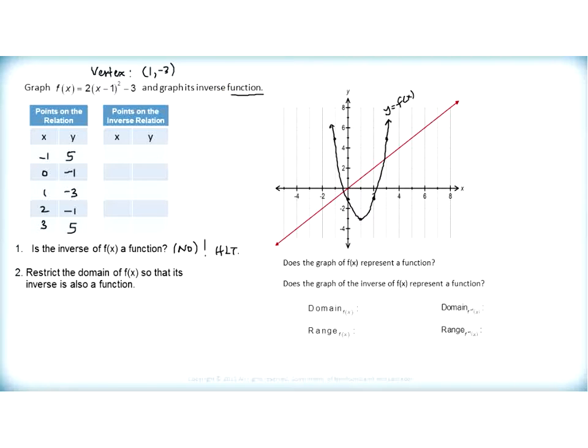Let's interchange the x and y coordinates. 5 and negative 1, negative 1 and 0, negative 3 and 1, negative 1 and 2, and 5 and 3. That's of course what we need to do. We just interchange the x and y coordinates in order to construct the graph of the inverse. Let's plot them and see what it looks like. We got 5, negative 1. We got negative 1, 0. We got negative 3, 1. We got negative 1 and 2. And finally 5 and 3.